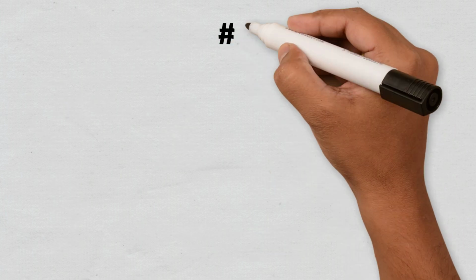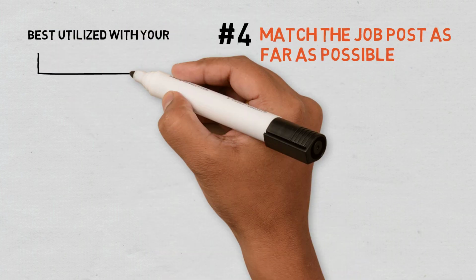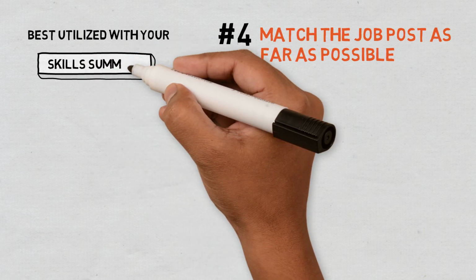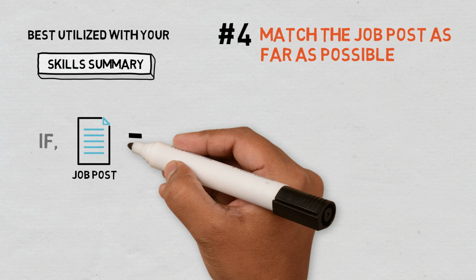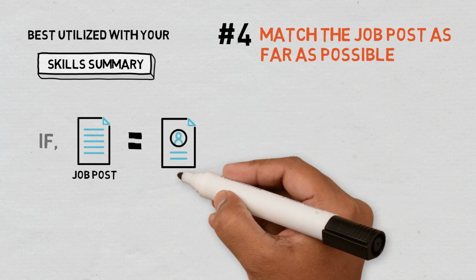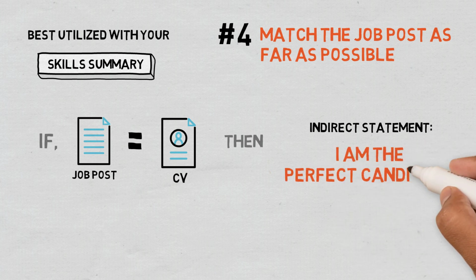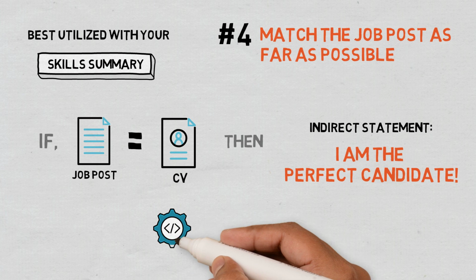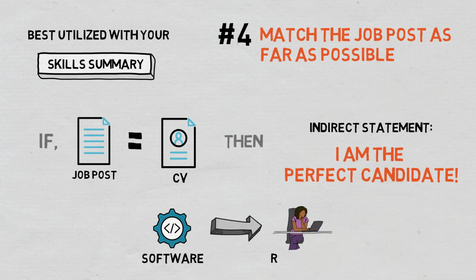Number 4. Match the job post as far as possible. This tip can be best utilized when doing a skill summary. If you can have all the skills required in the job post and portray a mirror image of that in your CV, it allows you to make the indirect statement of, I am the perfect candidate for the job. This tip may be extremely valuable as we move more into the digital world, where the possibility of your CV being screened by a software before even being sent to recruiters is reaching reality.